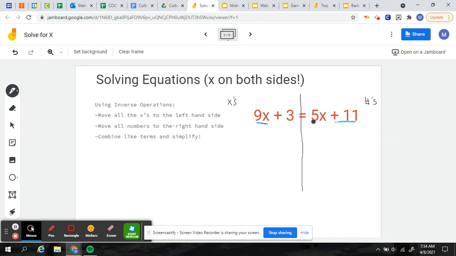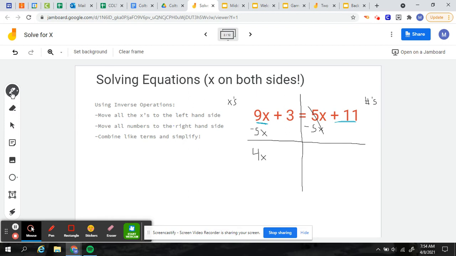So for the 5x, it's positive. So the inverse of positive 5x is negative 5x. Remember, if you do it to the right-hand side, you must do it to the left-hand side to keep that equation balanced. So we're going to subtract 5x from the x term on the left. So simplifying here, 5x minus 5x, that is 0, so that just goes away. 9x minus 5x, 9 minus 5 is 4, so you're left with 4x. So your x's have both been combined over on the left-hand side.